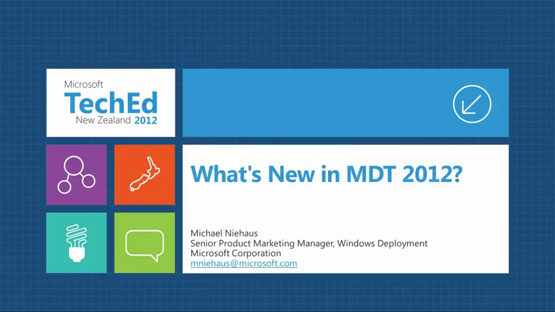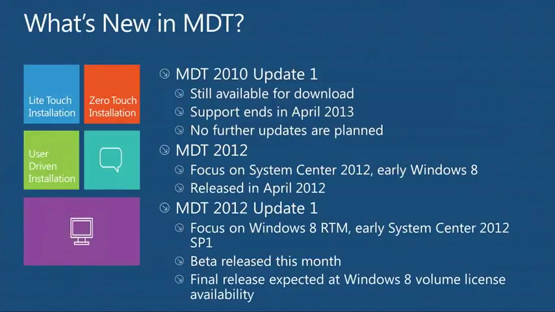So let's talk about what's new in MDT 2012. MDT 2010 Update 1 was the version that was out last year at this time. That version's still available for download, although the support for that does end in April 2013. We're not planning on updating that because, not surprisingly, we moved all of our resources onto MDT 2012. The version that came out in April, MDT 2012 RTM, was to focus on System Center Configuration Manager 2012 and to get some initial support for Windows 8 Consumer Preview. We released that in April.